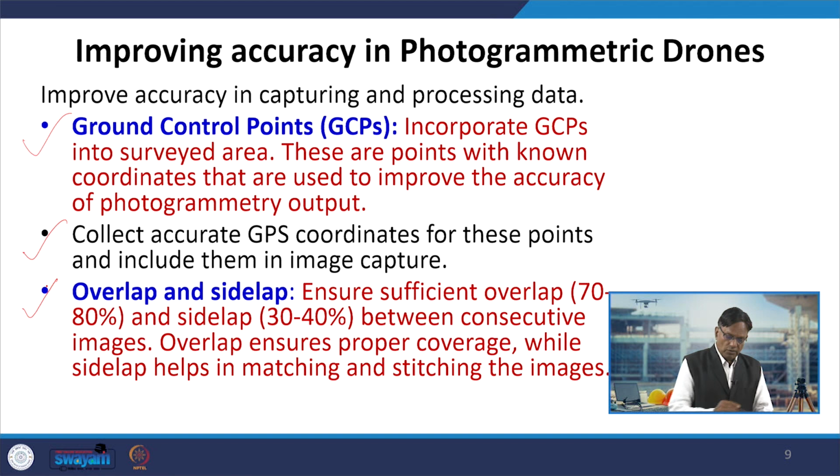We have to take care of the overlap and the sidelap also. We have to ensure there is sufficient overlap, 70 to 80% forward overlap and 30 to 40% side overlap between the consecutive images. This sufficient overlap will ensure proper coverage, and also help when we are matching the images, creating the mosaic, as well as creating a 3D model from these images.